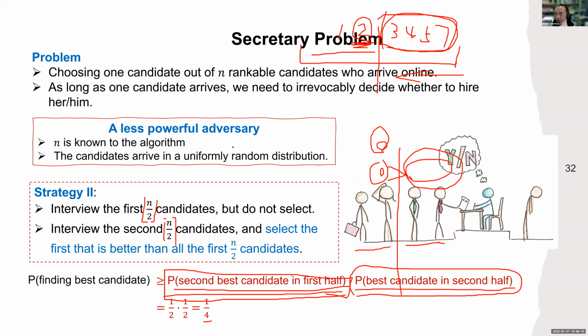You asked about the target. The target is to maximize the probability of selecting the best one, not the best possible score. They are different. There are also some other objectives, like maximizing the expected quality of the candidate I selected. But here, this is not the target. Our target is to select the best one, the probability of selecting the best one.